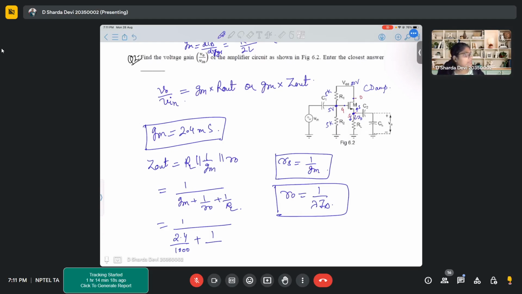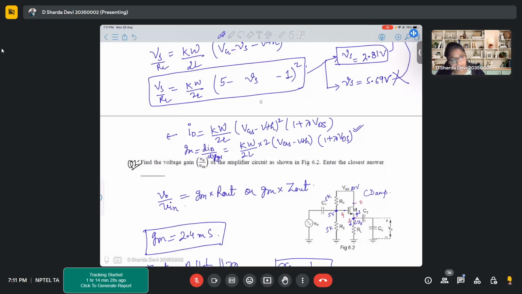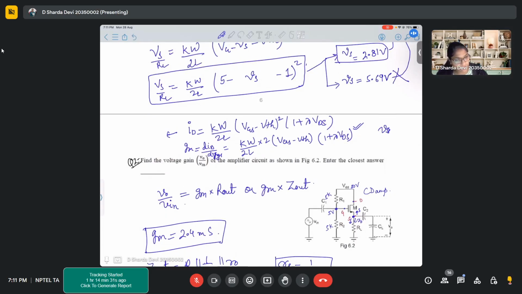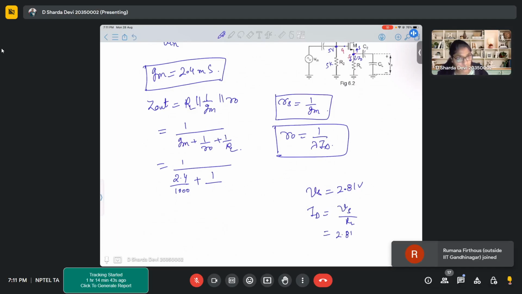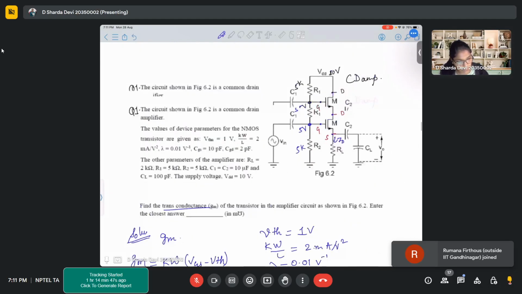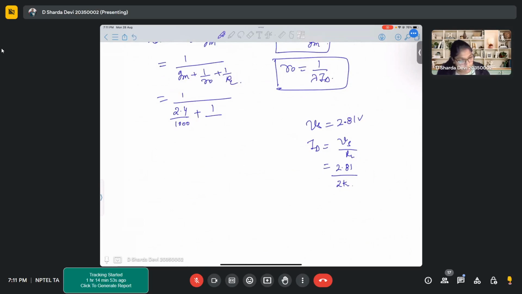ID is given here. Okay, from here we can find ID also. VS, we know, VS is 2.81 volt. So ID is VS by RL, 2.81 by RL. RL is how much? 2K. ID is 1.4 milliamperes.